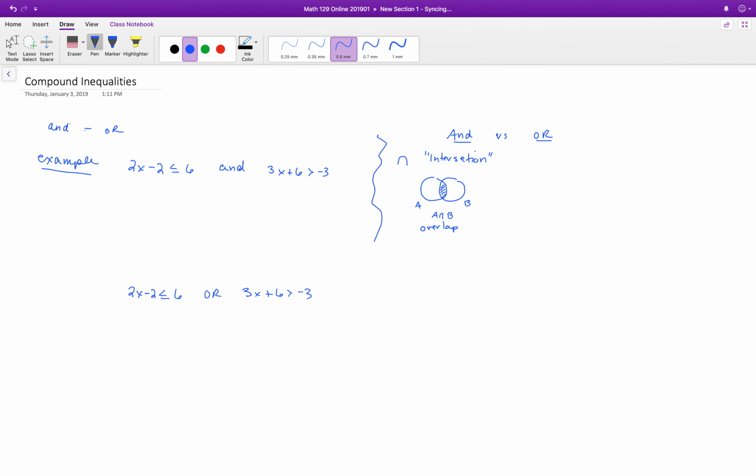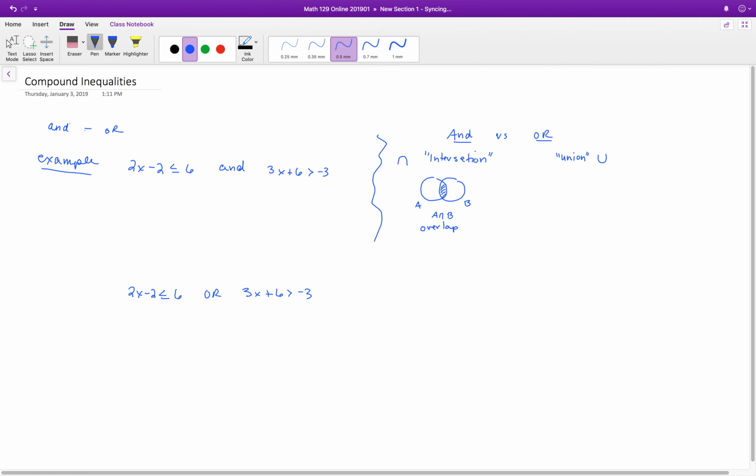Likewise, or means union. The symbol for union is a U. So if we were looking at a similar Venn diagram, sets A and B, the union represents elements that are in set A or set B. So the element just has to be in one of the two sets to be in the union, A or B. So again, that's everything.